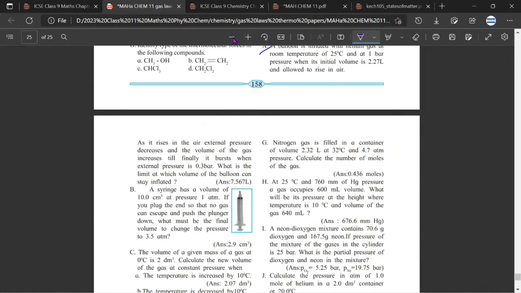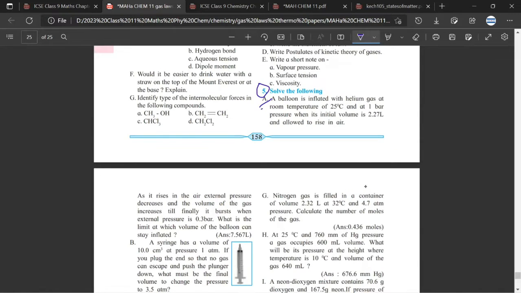Try to do question number 5A part and question 5B part. You can start now.